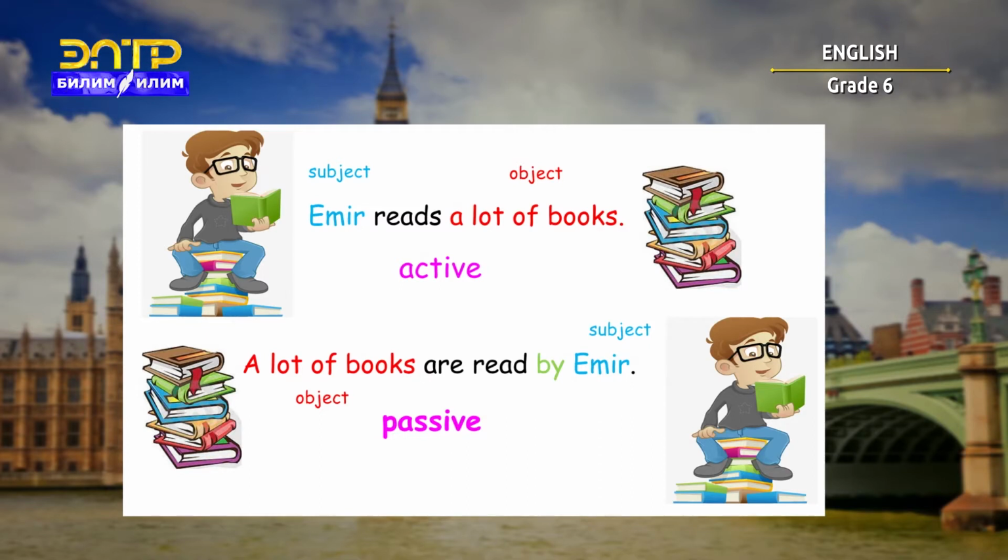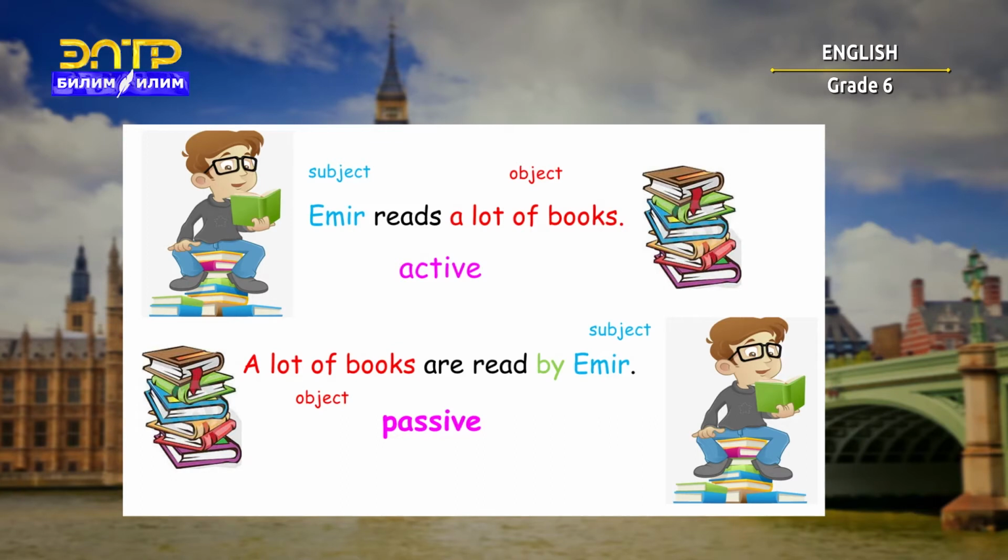Active and passive sentences usually have similar meaning but a different focus. Active sentences focus on what the subject does. So it's important who does this action. Emir does this action. What Emir does, Emir reads. So Emir is the hero of this sentence and we are talking about Emir.